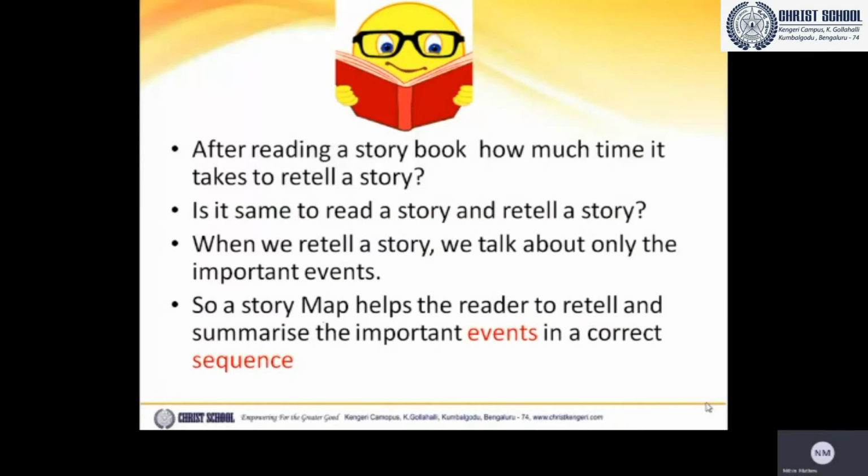So, what helps us to retell a story? A story map helps us to retell and summarize the important events in a correct sequence. As you're reading a story, after reading the story, you make a story map, then it will help you to understand the story better. Or if somebody else wants to understand the story, we can make a story map to tell them, okay, this is what happened in the story, in a sequence. Sequence means in an order. Very good.